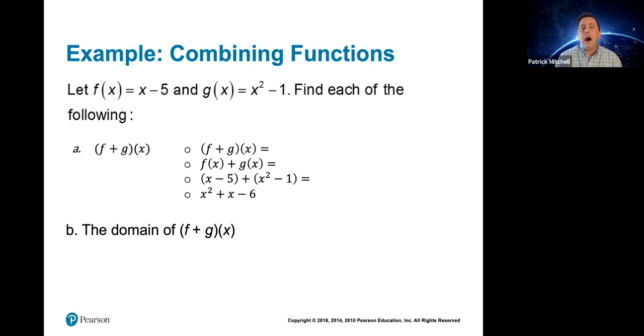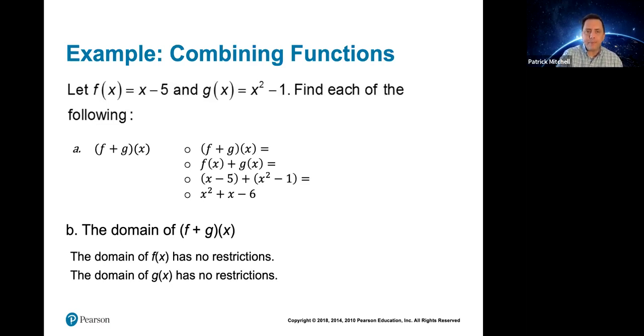So remember, the domain of f plus g, f minus g, or f times g, it's the same thing for all three, is what do the domains of the original functions have in common? So for this one, it's very simple, because the domain of f of x has no restrictions. The domain of f is all real numbers. You can take any number you want and subtract 5. There's never going to be anything that goes wrong with that.